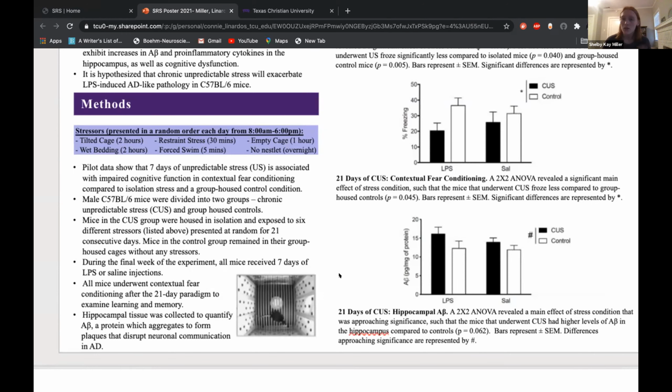And then following contextual fear conditioning, hippocampal tissue was collected from all of our mice to quantify what's called amyloid beta. This is a protein which aggregates to form plaques that disrupt neuronal communication in Alzheimer's disease. And although we don't know the direct cause currently, amyloid beta is a major marker of late-onset Alzheimer's disease, which is why we look at it so heavily in our mouse models. So now I will shuffle it over to Connie for her to discuss the results with you.